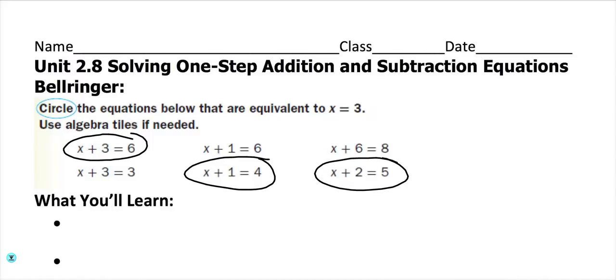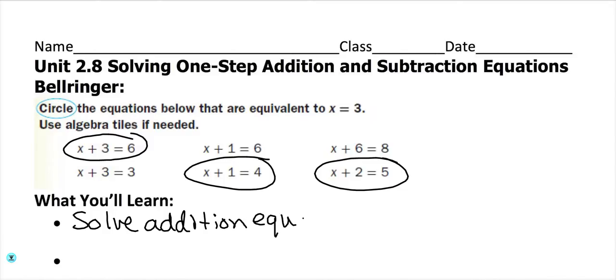And let's take a look at the two objectives. It's pretty easy today. We're just going to do exactly what the title says. We're going to solve addition equations, and we're going to solve subtraction equations.